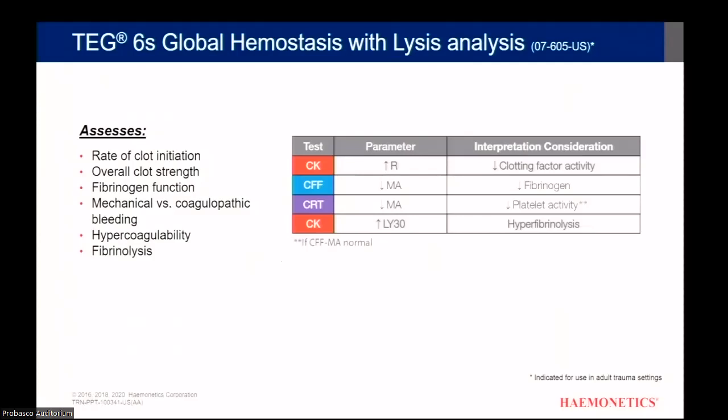And so another thing to mention, these are still being collected in the saturated blue top tube. So these global hemostasis with lysis samples and the global hemostasis cartridge samples will still go in a saturated blue top tube. So no change in that workflow.